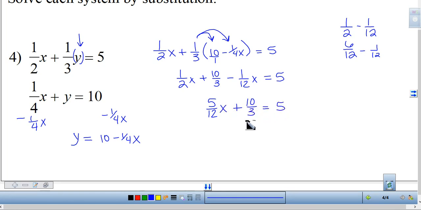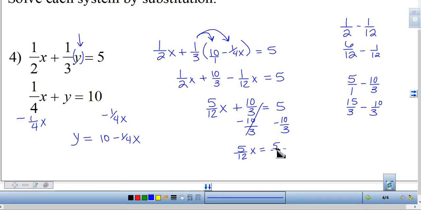Now, to solve for x, we'll start by subtracting 10/3. Again, in order to do this, we're going to need to get a common denominator. I have 5/1 minus 10/3. My common denominator would be 3. 1 will go into 3 times, and 3 times 5 is 15. 15/3 minus 10/3 is 5/3.